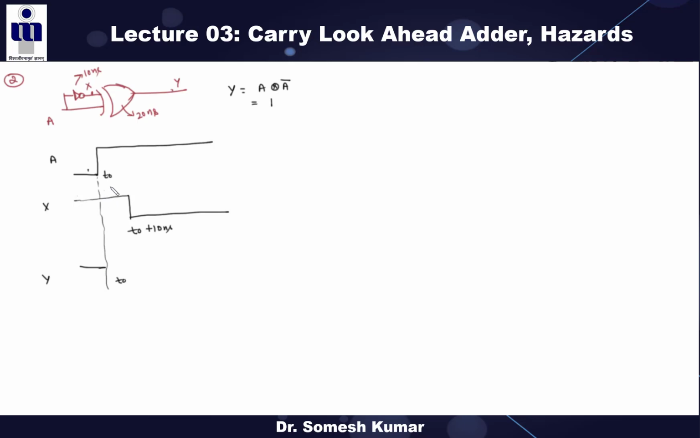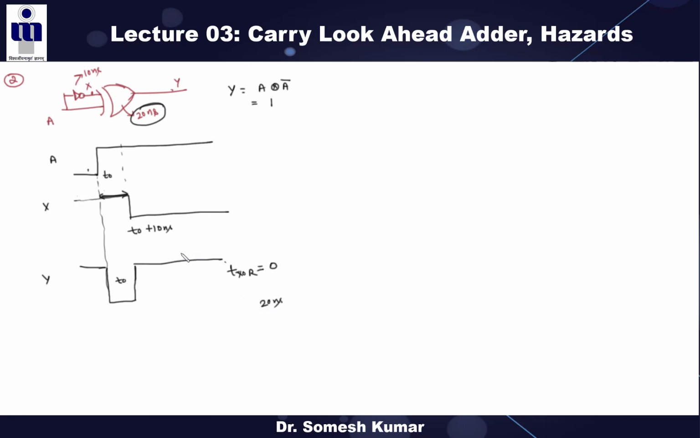So what happens in between, in this period? What happened in this period? Can you tell me? 1 and 1, 1 and 1, it goes to 0, right? Here, this happens when we can say the XOR delay is 0, right? But it is given that the XOR delay is 20 nanosecond. So what happened in that case? Can you tell me?